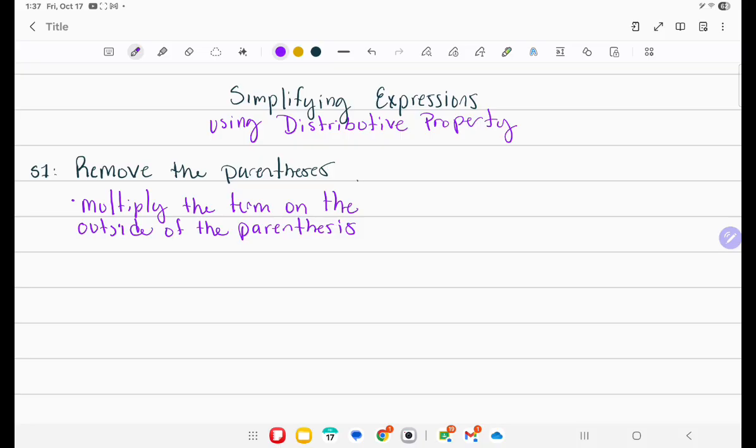So you multiply the term on the outside of the parentheses by every term on the inside of the parentheses. That's it.